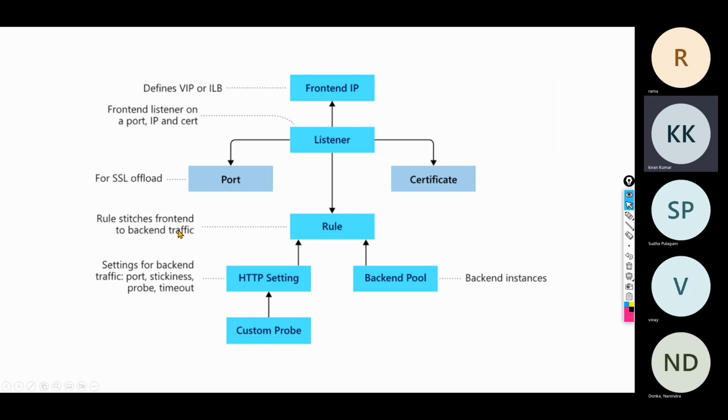Rule strict front end what to the backend traffic. So front end, what they are trying to access exactly, based on that rule it will route the traffic to the backend pool. In the rule checking, at that time it's a custom probe, that is healthy or not, and it's a backend pool. And HTTP settings, what type of settings we configure, accordingly it will route the traffic to the backend pool. This is totally happening in the background, guys, totally.